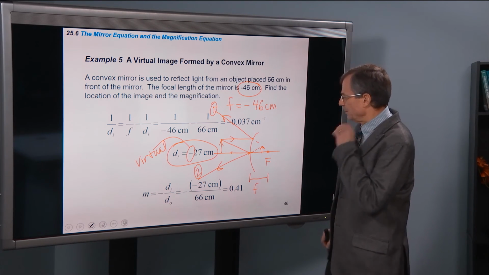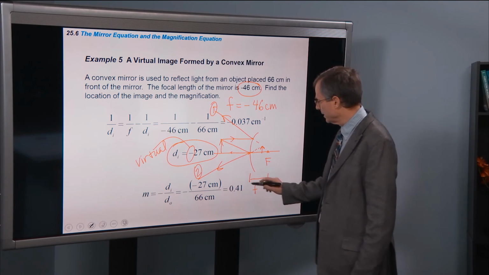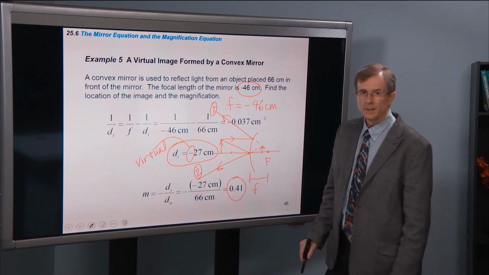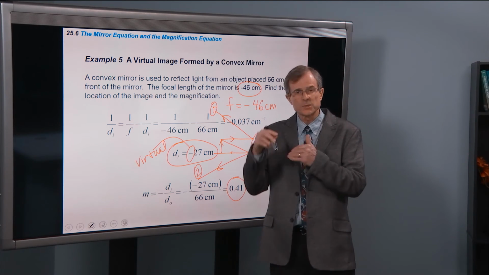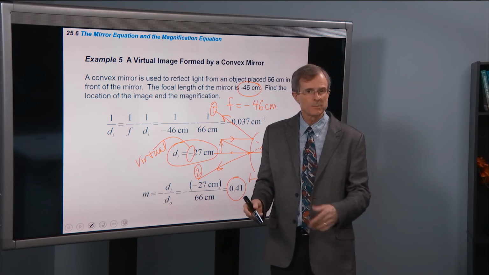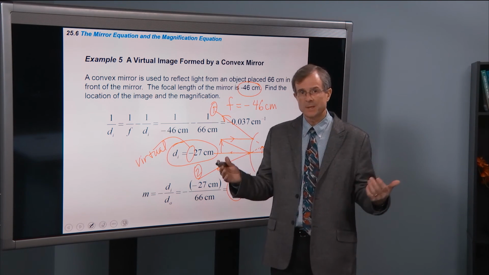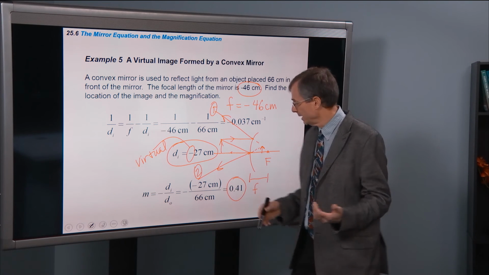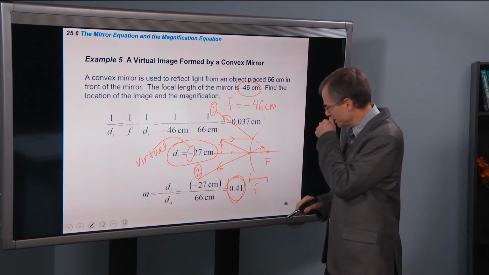Perfect. Plugging in for the magnification, the same thing we did before. Magnification is 0.41. What does that say? Well, what matters for the magnification is whether it's bigger or less than 1. In a telescope, you talk about 100 times magnification or whatever. That means it's magnified. If the magnification is 1, it's not magnified at all. It's unmagnified. If the magnification is 0.41, it's less than 1. That means it's reduced.